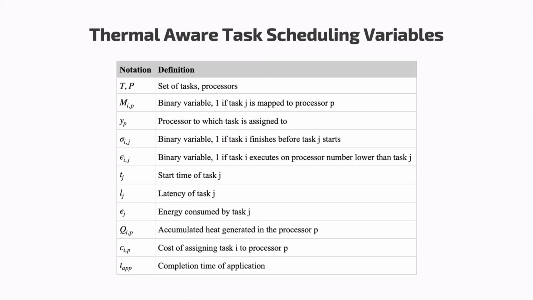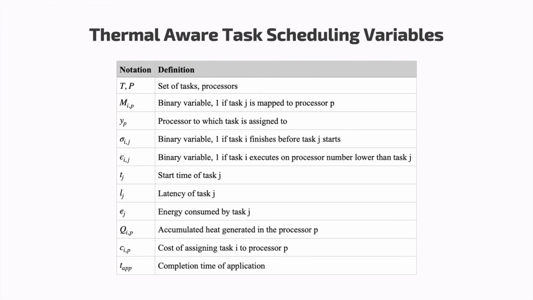Here are the variables for the thermal-aware task scheduling model. There is a set of tasks from the task graph and a set of processors for the mapping of tasks. A binary variable indicates if a task is mapped to a processor, and another variable indicates the processor to which the task is assigned. A binary variable indicates if a task finishes before another to maintain task precedence. Another binary variable is true if a task i is executed on a processor number lower than task j.